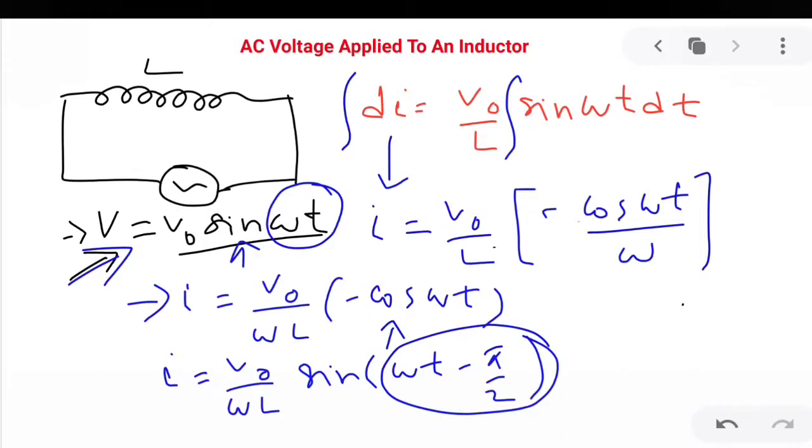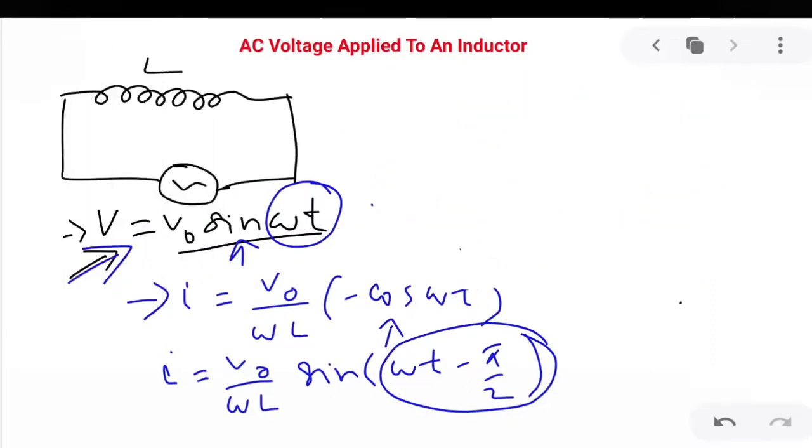So that means current lags behind voltage by a phase angle of pi by 2, or you can say voltage is ahead of current by pi by 2. Okay, so let us write it here. So we can say I lags V by pi by 2.